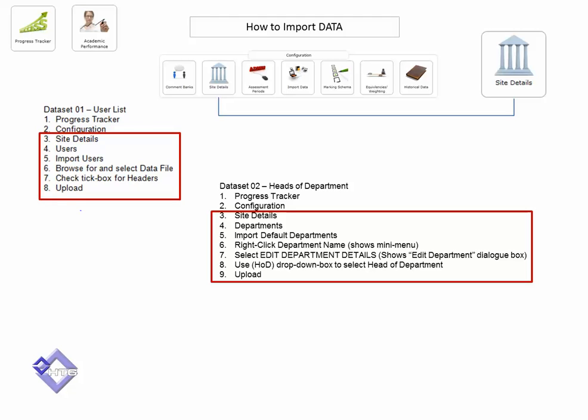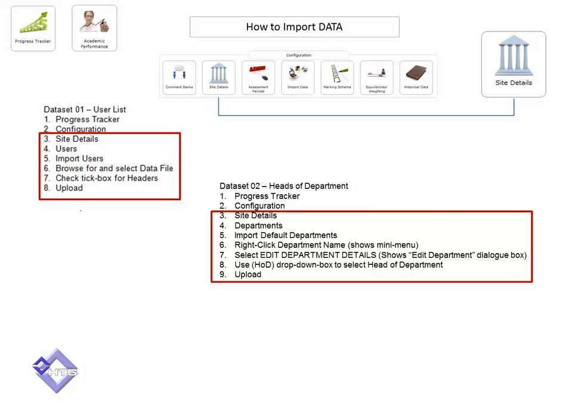Click Upload. Process complete. Repeat that cycle until you've allocated all of the department heads. If you want to add more departments, click the button that says Add Departments, type in the department name, select the head of department and upload. The process is very simple and straightforward. If you want to delete a department, right click the department in question. From the mini menu, select Delete Department.